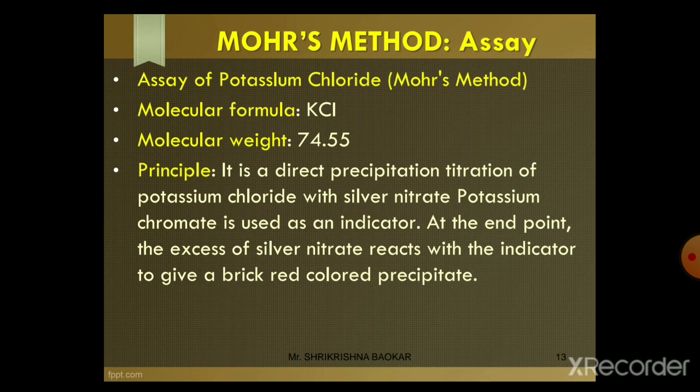Assay of potassium chloride. The potassium chloride molecular formula is KCl. Molecular weight is 74.55. The principle is a direct precipitation titration of potassium chloride with silver nitrate. Potassium chromate is used as an indicator. At the end point, the excess of silver nitrate reacts with the indicator to give a brick red color precipitate.